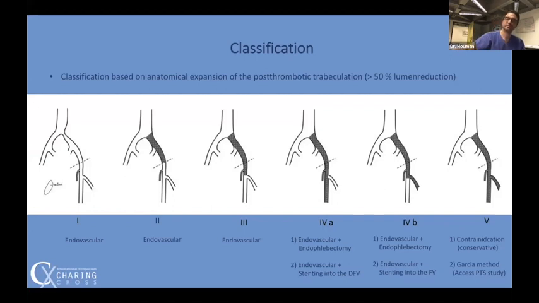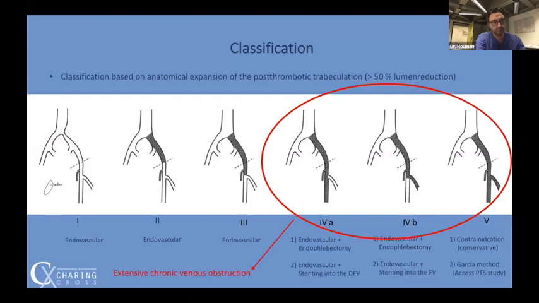Group 4B are patients with involvement of the deep femoral vein, and the femoral vein is the main inflow vein. These patients need either a hybrid approach or the extension of the stent into the femoral vein. Group 5 are patients with severely impaired inflow due to involvement of both the femoral vein and the deep femoral vein. These patients should mainly be considered a contraindication for any invasive treatment. In really selected cases with severe signs and symptoms of PTS, a recanalization of the femoral vein in addition to the iliac tract could be taken into consideration. The last three groups, 4A, 4B, and 5, should be considered as extensive chronic venous obstruction.